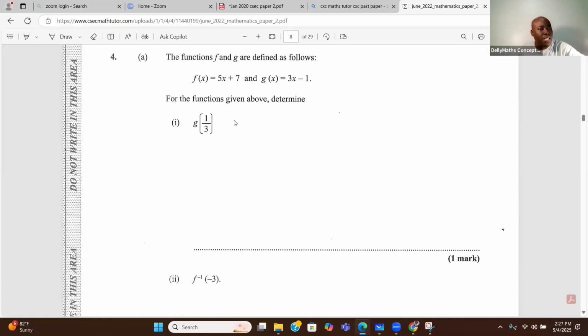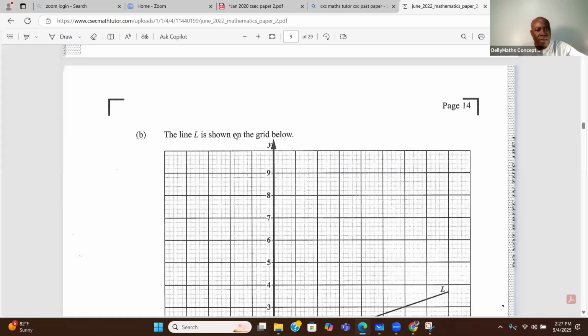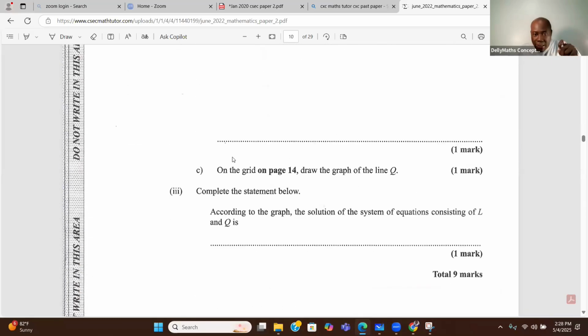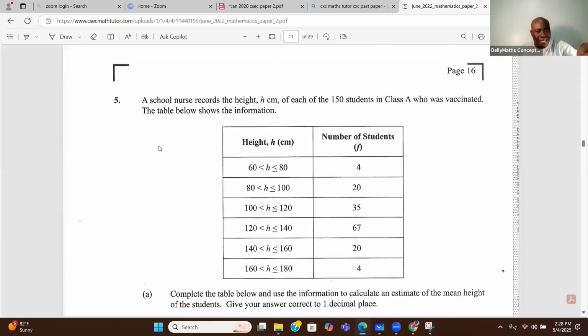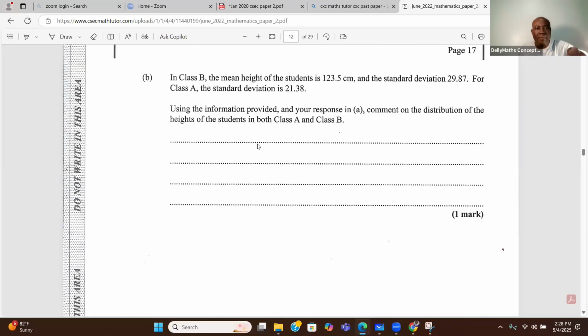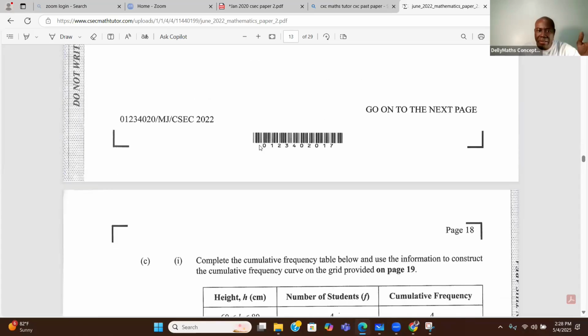See number 4, function thing here, so we do them there. Coordinate geometry. You do that. You do that. Keep rolling. Statistics. Fill out midpoint, and so on. Whatever they ask in your statistics.